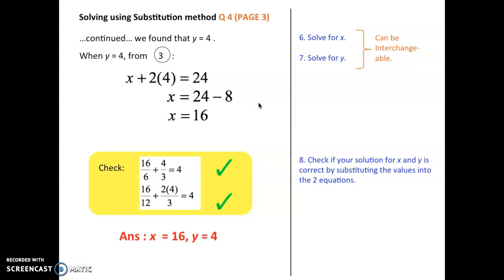For this topic of solving simultaneous equations, please make sure that you follow the presentation properly. It is important that you label your equations and show your steps. Do not miss out any workings and make sure that you check your answers at the end.